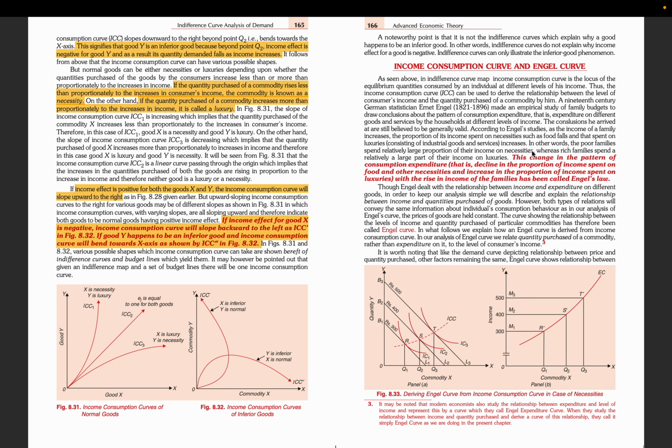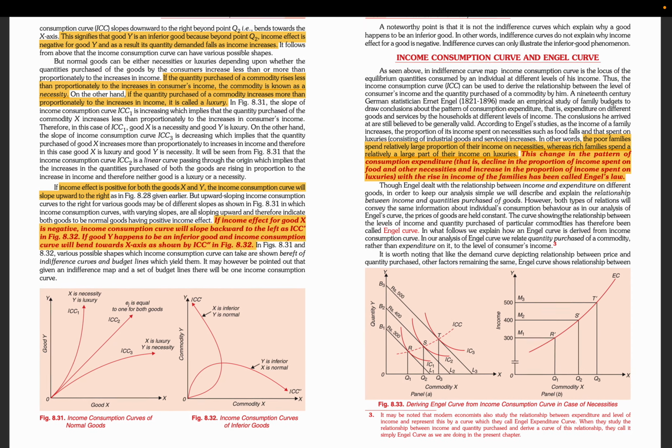In other words, poor families spend a relatively large proportion of their income on necessities, whereas rich families spend a relatively large part of their income on luxuries. This change in the pattern of consumption expenditure, that is, the decline in the proportion of income spent on food and other necessities, and the increase in the proportion of income spent on luxuries with the rise in income of the families, has been called Engel's Law.